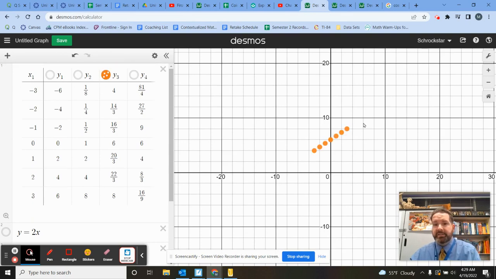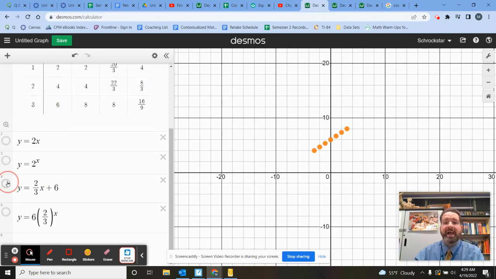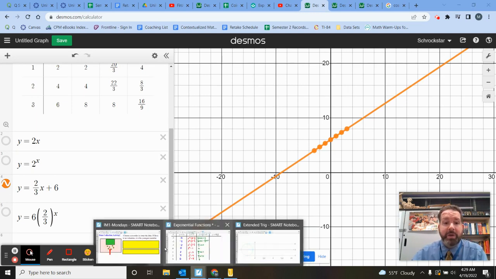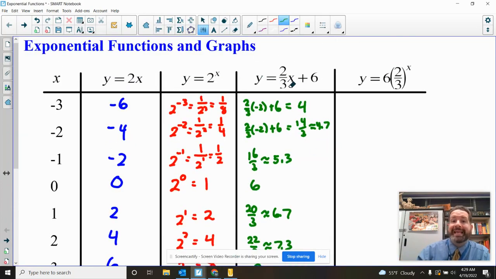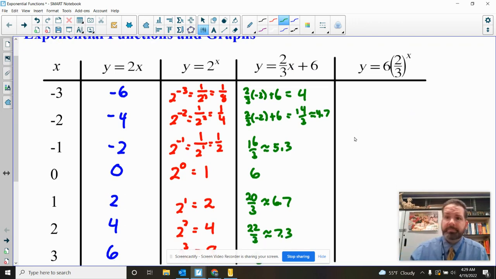They look like this. So it's a line with a slope of 2/3 and a y-intercept of 6. The whole graph looks like this. So once again, a straight line. That straight line comes from the relationship where we're doing a multiplication. 2/3 times the x is what gives us that straight line pattern. Okay, now this last one.